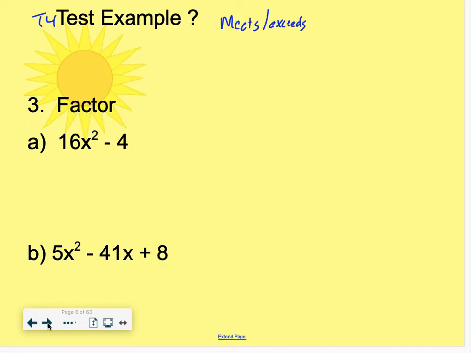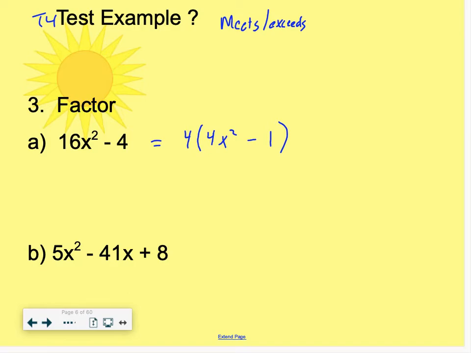The last two, I'm going to start them the same way. I'm going to look for a GCF. The first one has a GCF of 4. Because 16x squared divided by 4 is 4x squared. And 4 divided by 4 is 1. And this is a common mistake. A lot of people forget to put the 1 there. They just say, oh, it cancels, it's gone. You still need the 1 there. Because remember, if we distribute this back, we should get 16x squared minus 4.